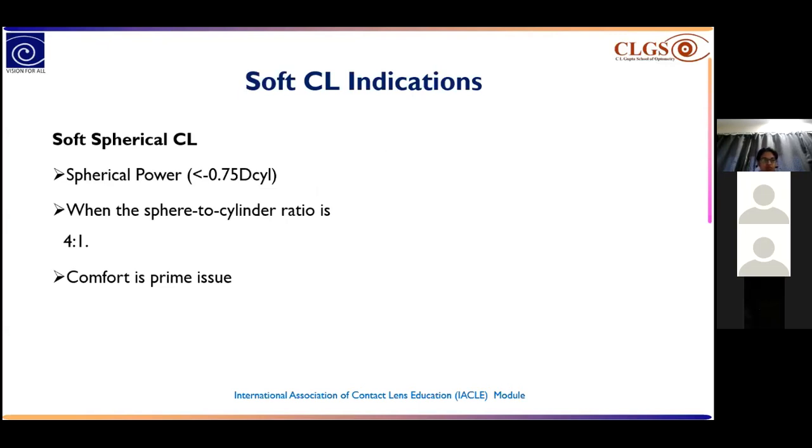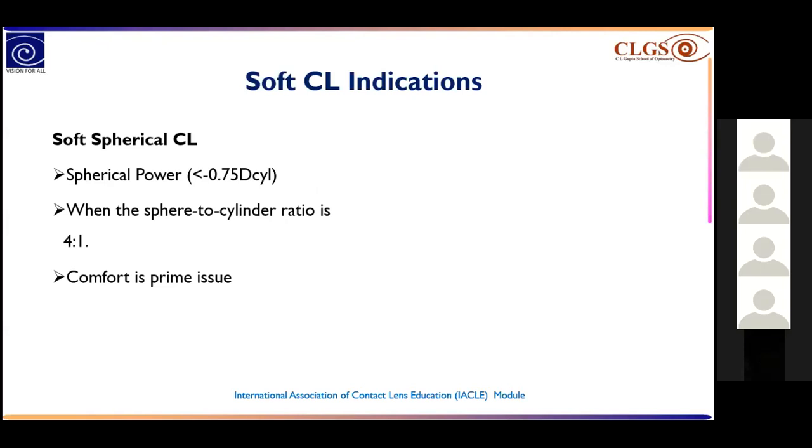The indication of the soft spherical contact lenses is like the patient who has only a spherical spectacle power. In that case, the soft spherical contact lenses will be indicated. And also, if the spectacle cylinder is less than 0.75 diopters, and the third indication of the soft spherical contact lens is when the sphere to cylinder ratio is 4 is to 1.